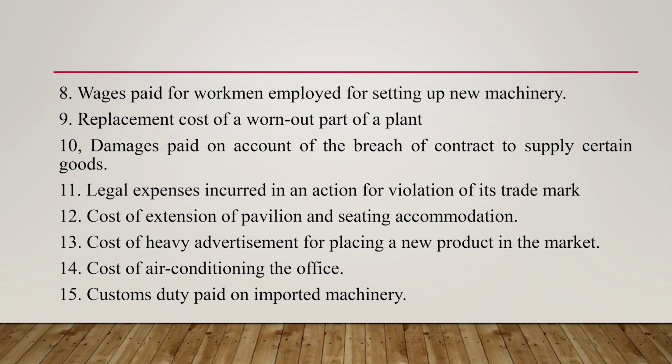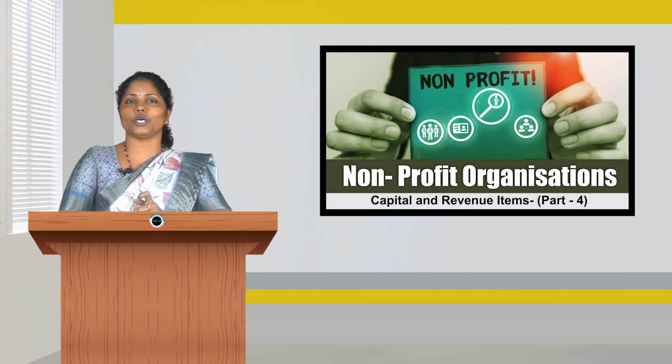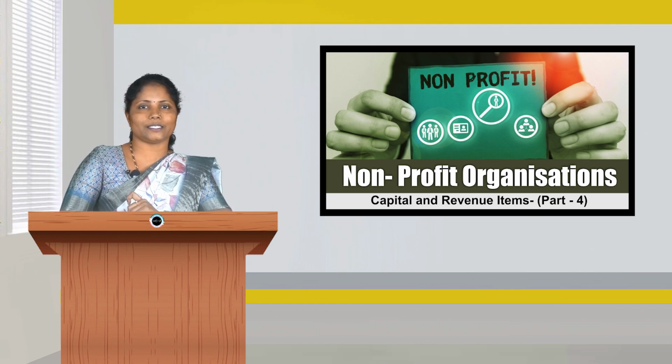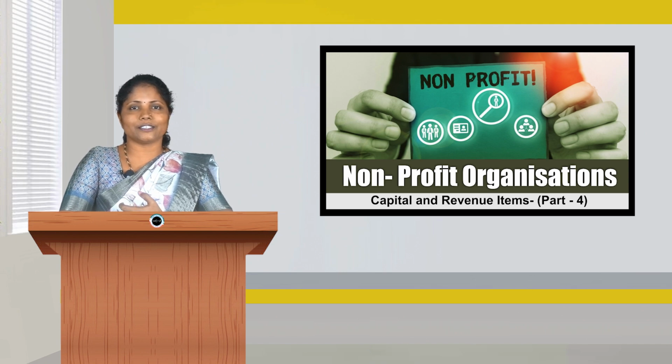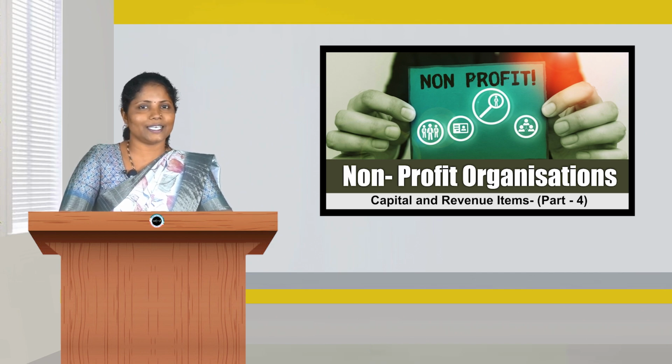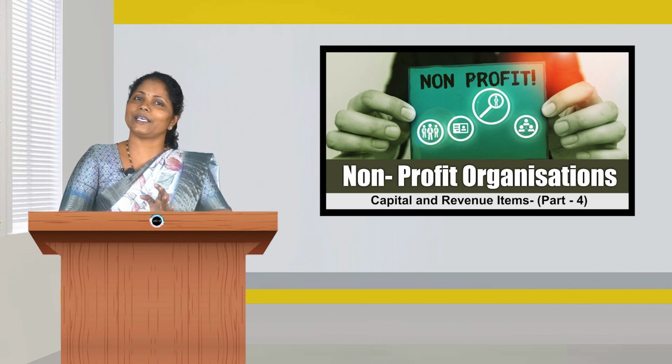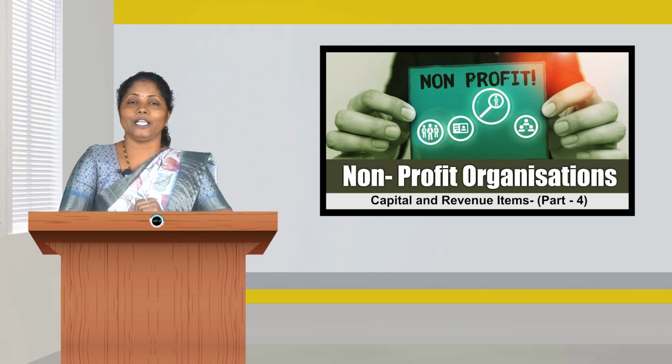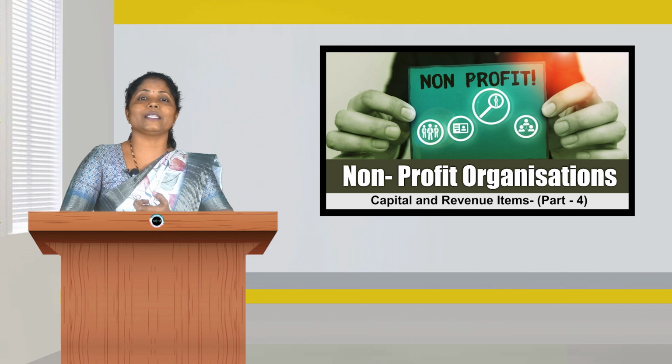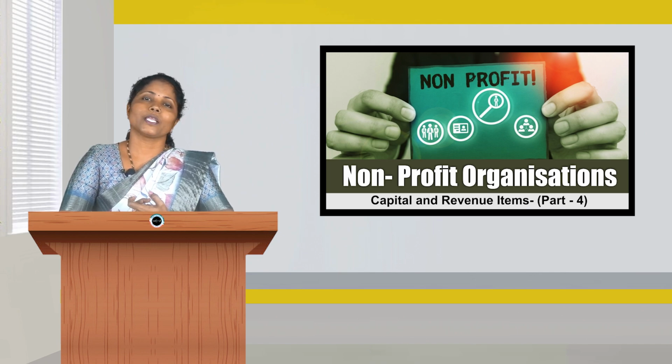Next, cost of heavy advertisement for placing a new product in the market. Actually, advertisement cost will be considered as a revenue expenditure, but this is a huge expenditure which is incurred on advertisement while introducing a new product to the market. So, which type of expenditure is this then? It is deferred revenue expenditure, because the expenditure is of revenue nature, advertisement expenditure, but the amount is so huge and the benefit of such advertisement will be for 2 or more years. Therefore, this will be considered as deferred revenue expenditure.